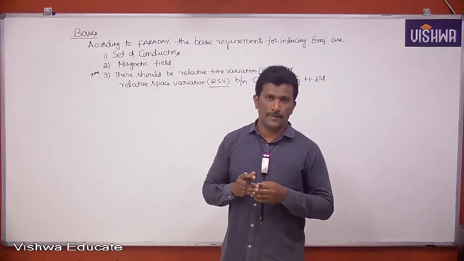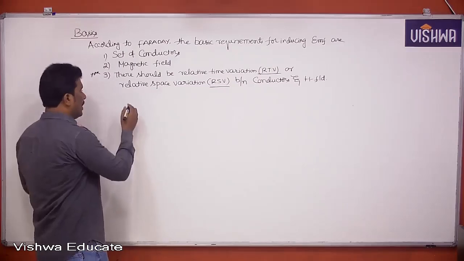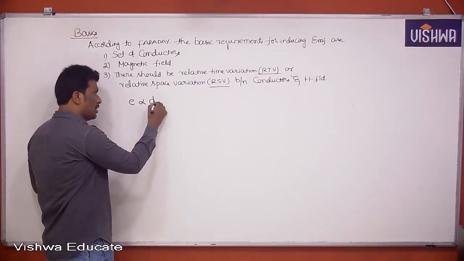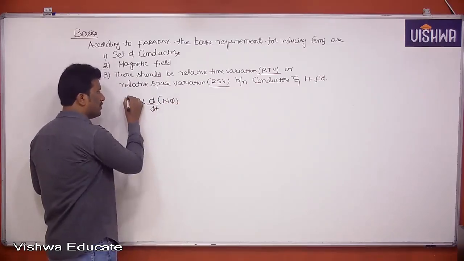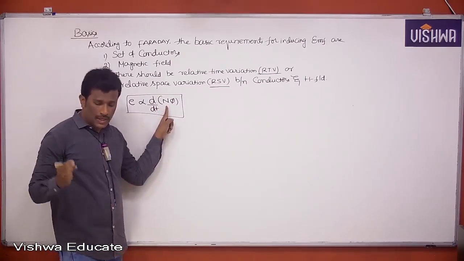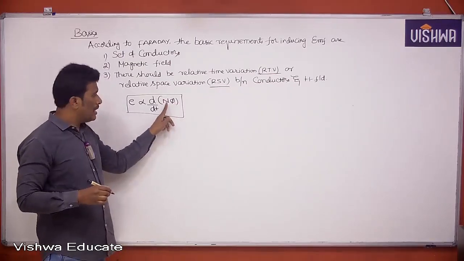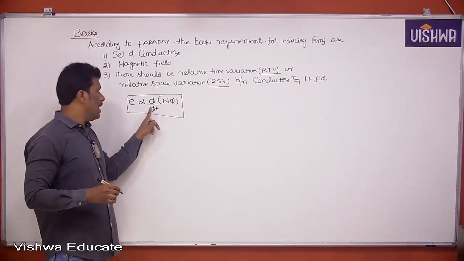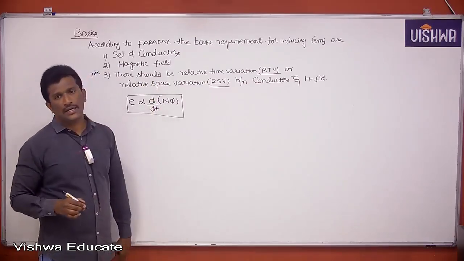Indirectly, this third point we can state like this: EMF is induced in the conductor if there is rate of change of flux linkage in that conductor. This is very, very important. Here phi means flux, N means number of turns, N phi means flux linkage, and rate of change of flux linkage should be there, then only EMF will be induced in that conductor.